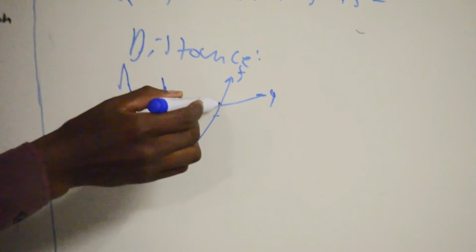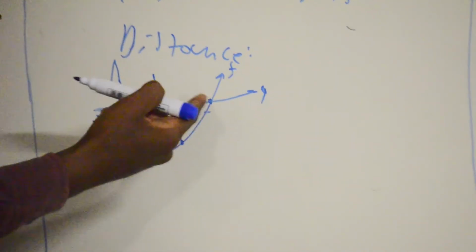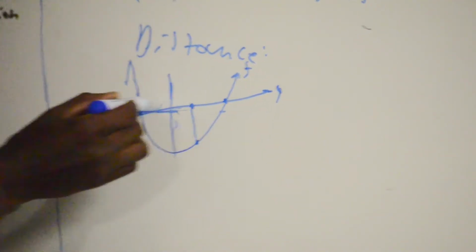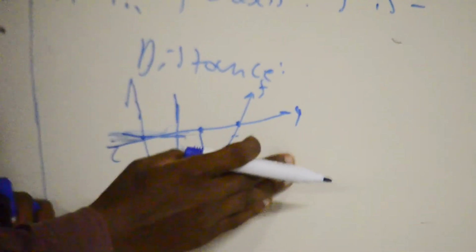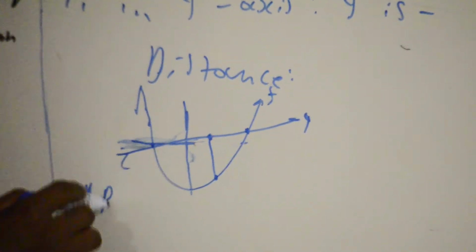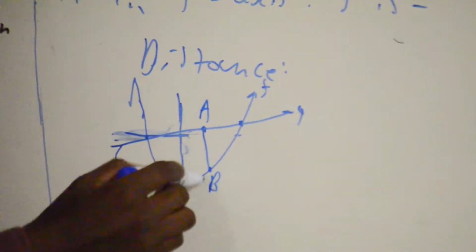Igraph yakho apha kule ndawo, igraph engasentla nguji, igraph engezantsi ngu-f. So between le point nale point, i-straight line singasentla apha, iparabola engezantsi. So for you to find the distance between two functions, it's the golden rule. It's what you have to know. I will make an example, AB. So this is my A, this is my B.